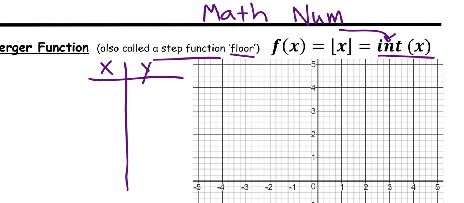-2, -3, -4, -5, -6. Don't forget 0. Those are all integers. Okay? All right, just kind of keep that in mind.